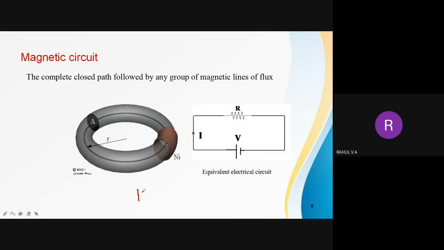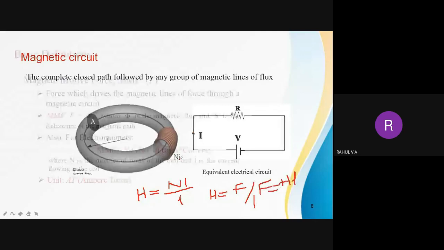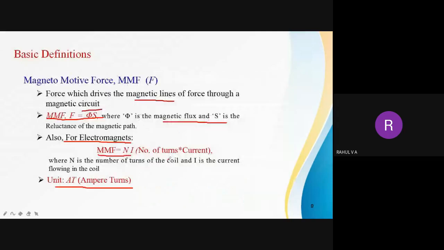F is equal to H into L, that is one equation. What is H? It is Ni by L, or H is equal to F by L, where F is MMF. So F is equal to H into L. Correct equation. One more equation we have, similar to V is equal to IR, is F is equal to flux into reluctance.